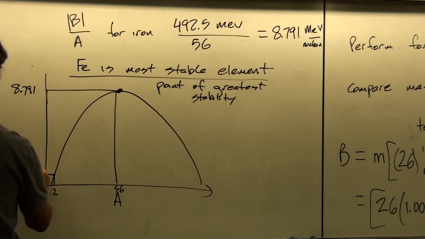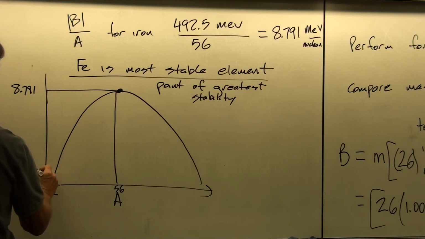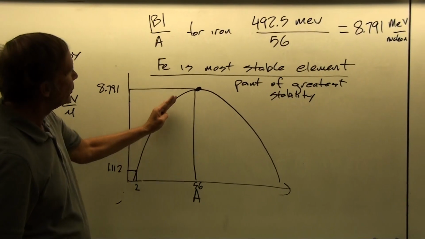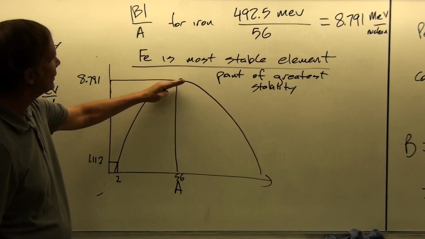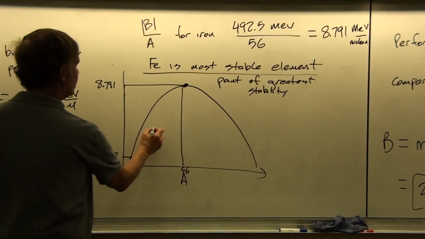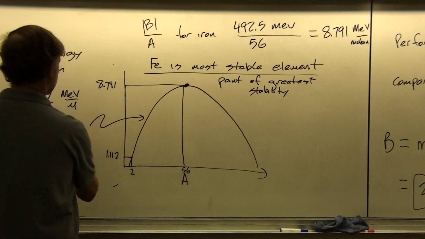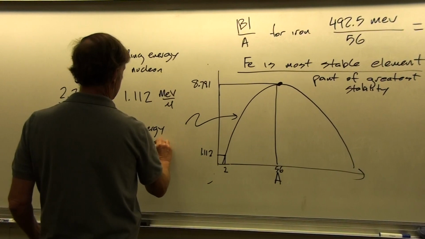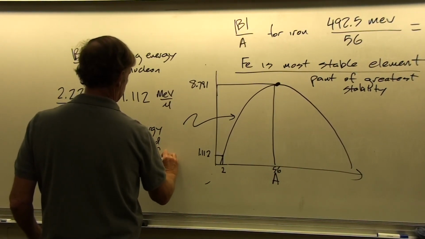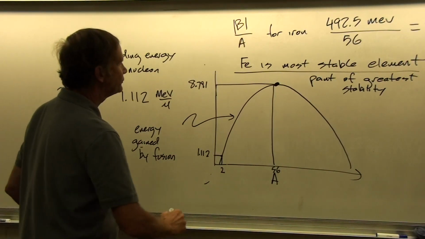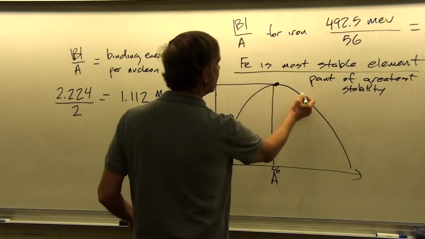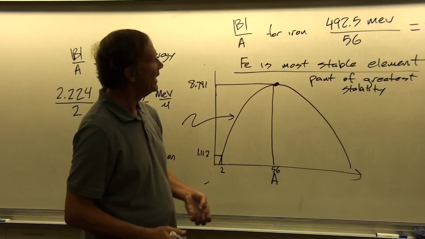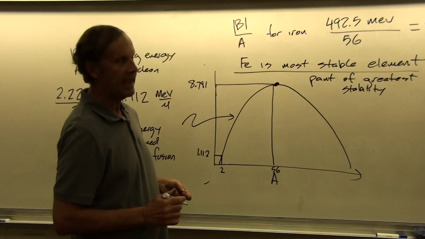And then down here at number 2, we'd have our binding energy per nucleon for heavy hydrogen. That would be 1.112. And so anything up to here means that as these processes go from hydrogen up to iron, energy is gained by fusion. But once we start going past iron, then on this side, energy is gained from natural radioactivity.